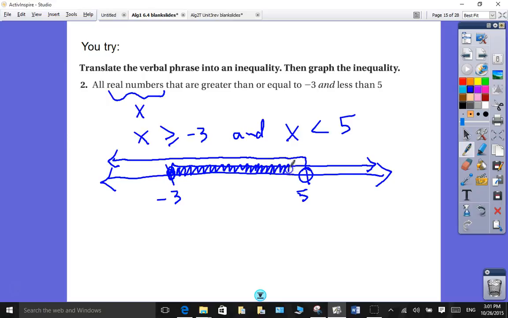So if you're doing this on a quiz or a test, you can't just draw these two arrows and then walk away from it. You've got to show me you understand that it means only that area in between -3 and 5. And really, better than writing two inequalities and using the word "and" is to just show it as a three-part inequality. -3 is less than x is less than 5.